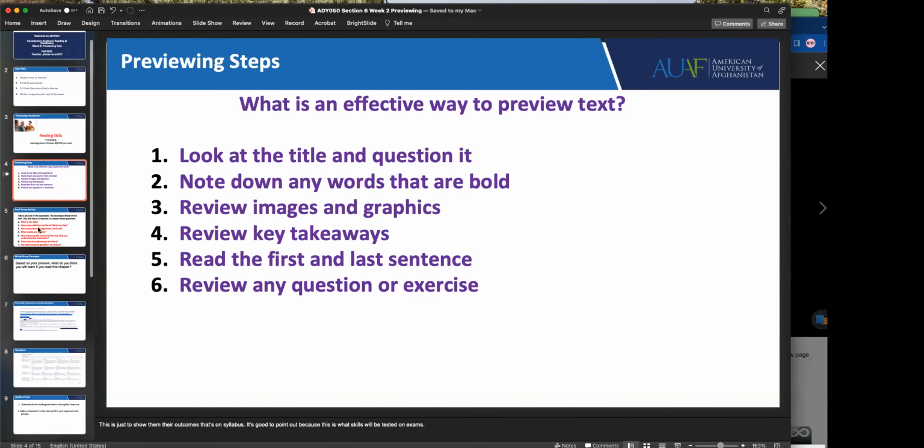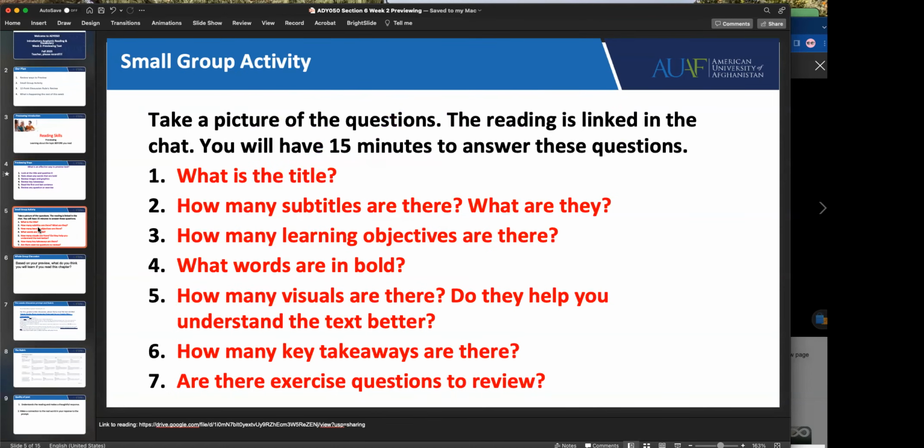The only way you're going to be able to do this activity is to preview. So this is what we're going to be doing in our breakout rooms. Everybody take a picture of this slide right now. I'm going to put the reading in the chat, and you're going to have 15 minutes in your group, and you have 7 questions to answer. And don't try to read the text. If you try to read the text, you'll be lost. I just want you to answer the questions.